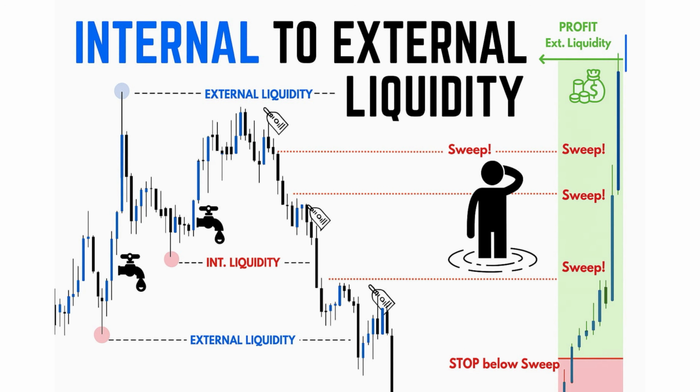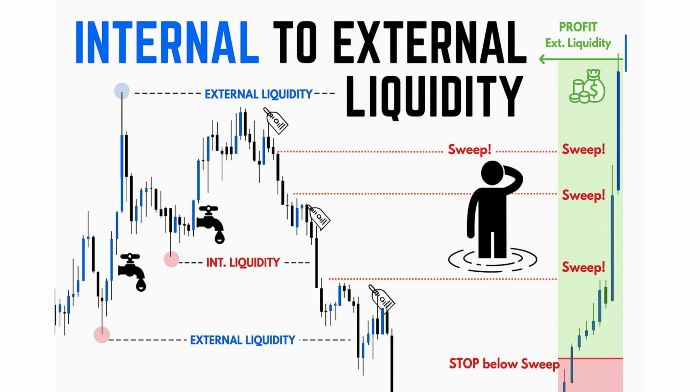The sequence is key. Price will often sweep the internal liquidity, run into a key structure like a breaker or order block, and then use that momentum to make a powerful push to sweep the far more significant external liquidity. This is where the big moves happen. For us as traders, this tells us exactly where to look for reversal zones and, crucially, how to manage our risk. Your stop loss should always be placed below, or above for a sell, the most recent significant liquidity sweep.